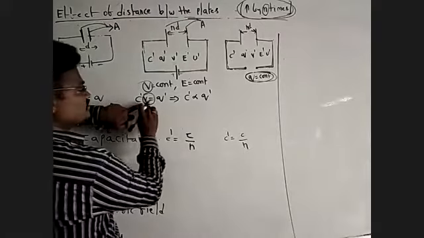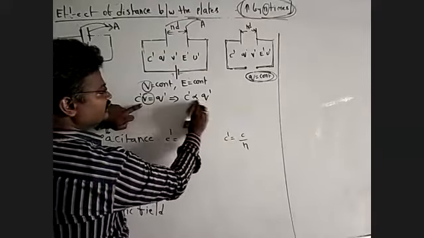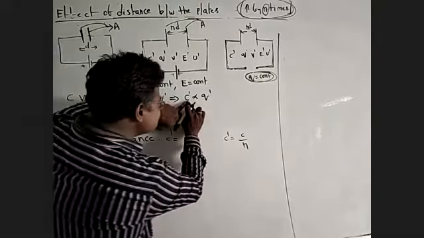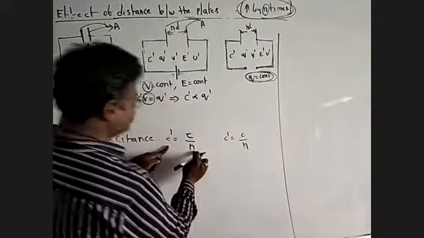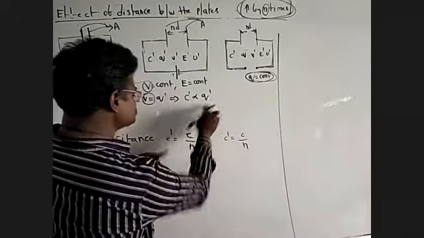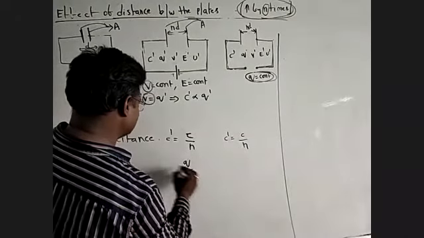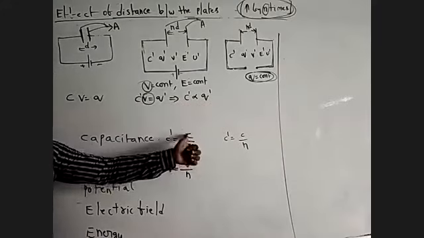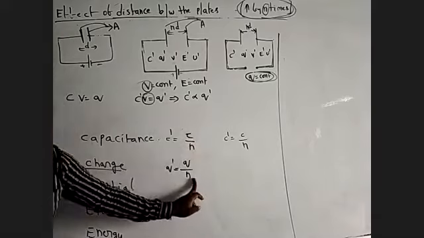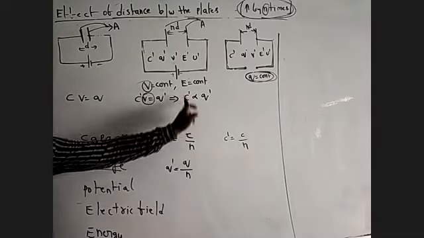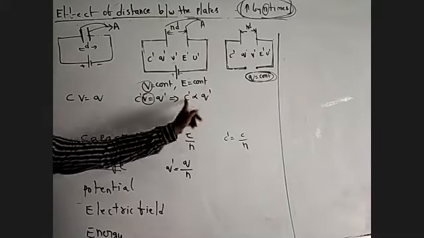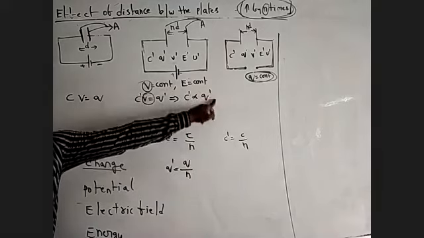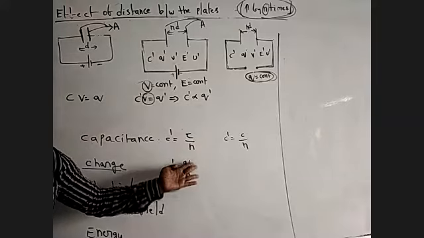V is constant, so I am placing directly proportional. Q dash is directly proportional to C dash, and C dash is directly proportional to Q dash. What is C dash? C by N. And Q dash means Q by N. Both are directly proportional, which means capacitance decreases and charge also decreases. Q is directly proportional to Q dash, so C also decreases N times. C is directly proportional to Q dash, so Q dash also decreases by N times.